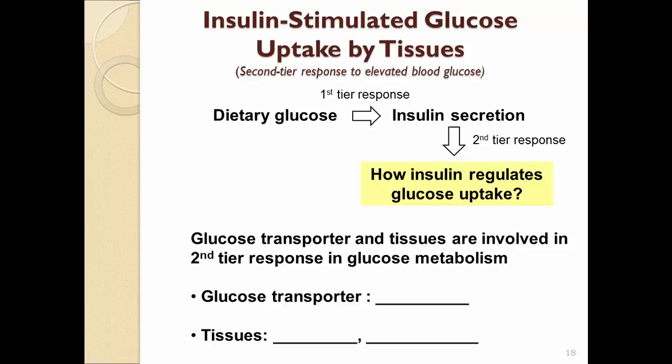So in other words, in the first tier response, GLUT2 and the pancreas are the main, GLUT2 is the main transporter, right? And the beta cell in the pancreas is the main tissue involved in the first tier response after a meal, right? Does that make sense? And in the second tier response, GLUT4 is the major transporter, and skeletal muscle and adipose tissue are the major tissues involved in the second tier response to the elevated glucose level after a meal. So we already talked about this.